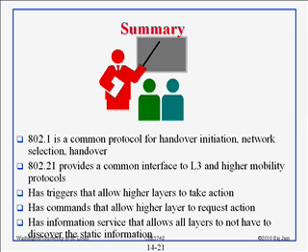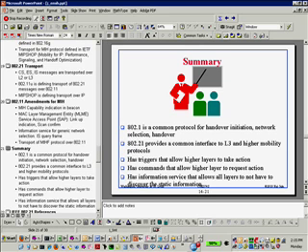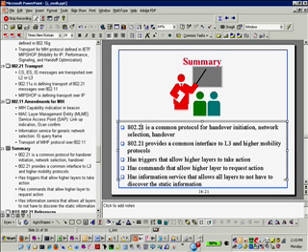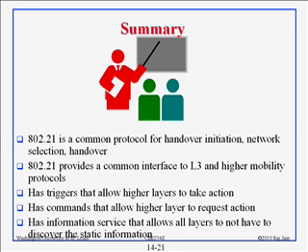So that brings us to the end of this lecture, and the summary is: 802.21 is a protocol for handover initiation, network selection, and handover, and it defines a common interface to L3 for higher layer mobility. It has three things. First, it has triggers, then it has commands, and then it has information service. All right. Now you understand what is a trigger, what is a command, what is information service, and now you know how you can move from WiMAX to Wi-Fi and back to WiMAX, and so on and so forth.